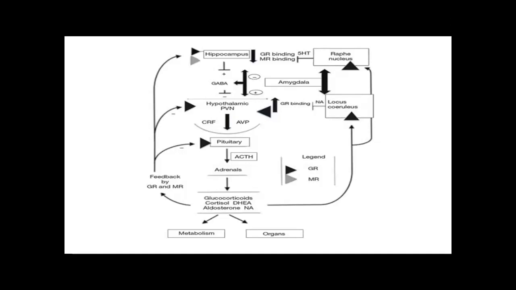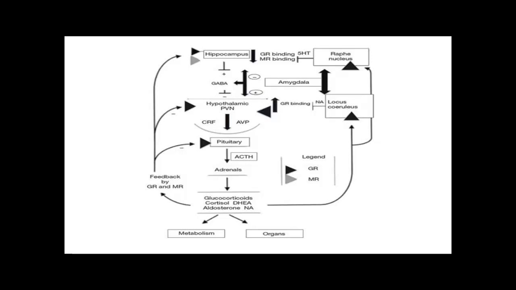The HPA axis is activated minutes after the epinephrine surge and represents a cascade of events, starting with the secretion of corticotropin-releasing hormone from the paraventricular nucleus of the hypothalamus into the portal circulation, which stimulates the synthesis and release of ACTH by the pituitary. ACTH further stimulates the synthesis and release of the glucocorticoid hormone cortisol by the adrenal cortex.